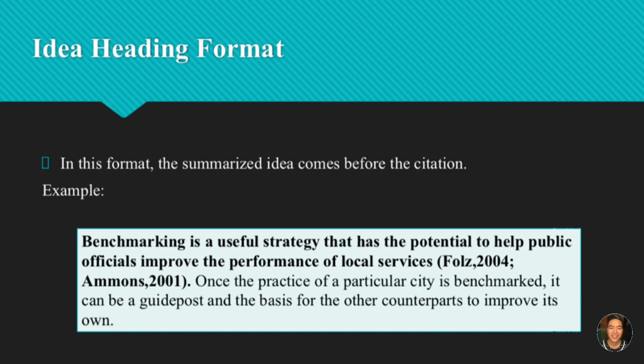So the summarized idea is in the first sentence, and this is the one that is in bold letters. So the citation is Falls 2004 and Ammons 2001. As you notice, the citation in summarizing does not follow any citation styles like APA, AMA, and whatnot. So idea heading format, the summarized idea comes first before the citation. So the summarized idea is benchmarking is a useful strategy that has the potential to help public officials improve the performance of local services. The citation is Falls 2004 and Ammons 2001.